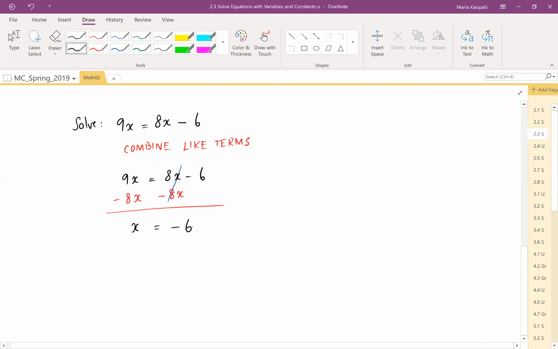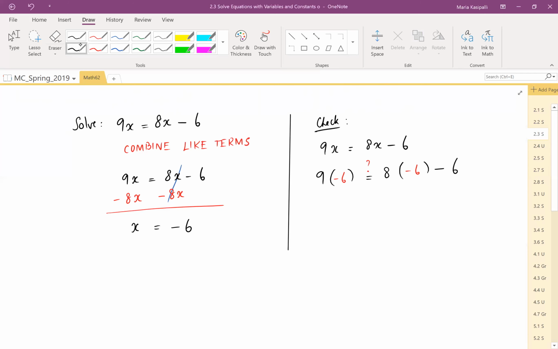And we are supposed to check this answer. Check. 9x equals 8x minus 6. 9 and a parenthesis for the x, 8 and a parenthesis for the other x, 6. Now plug in the values. -6, put a question mark, -6.